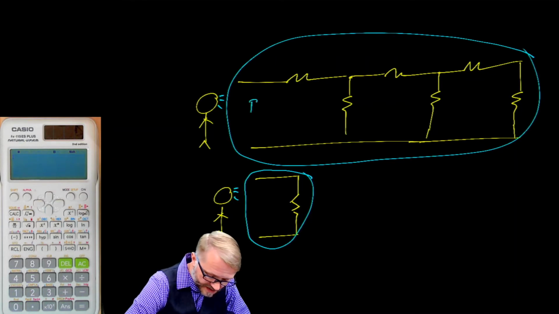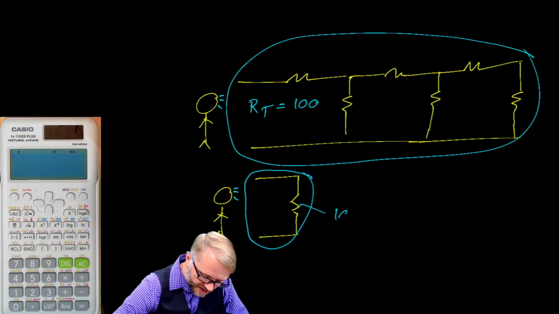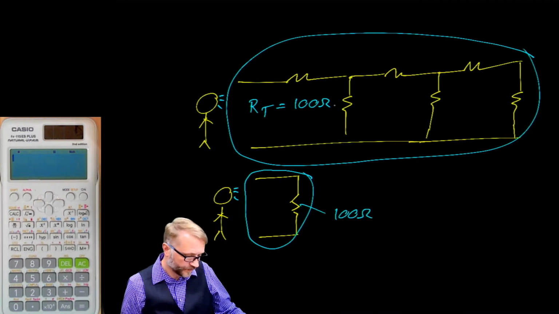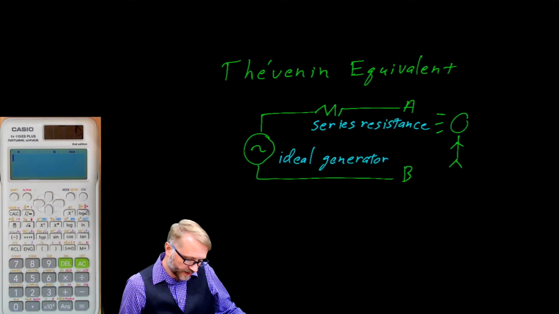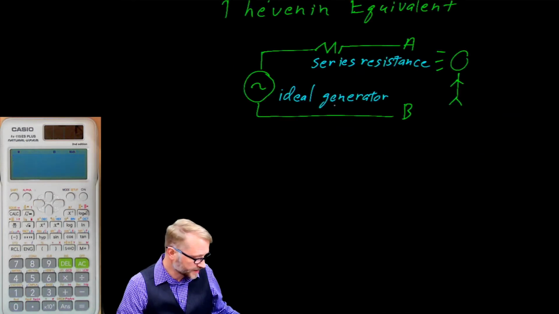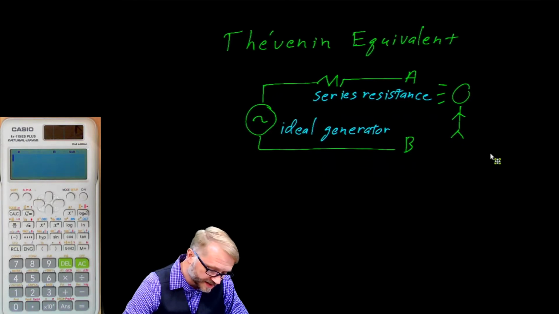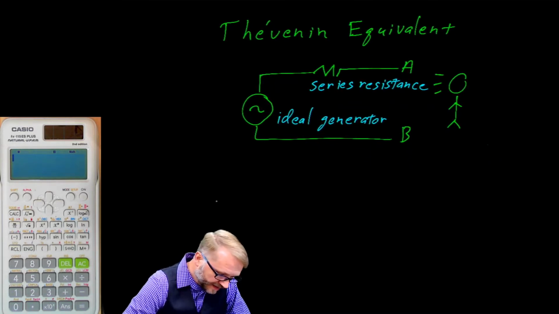For example, if this is an R total equal to 100, or if this is just a 100 ohm resistor, you won't know the difference. And Thevenin works that way as well. So here is the Thevenin equivalent circuit. It's as simple as things get, but we can use the same thought process to look at complex circuits.